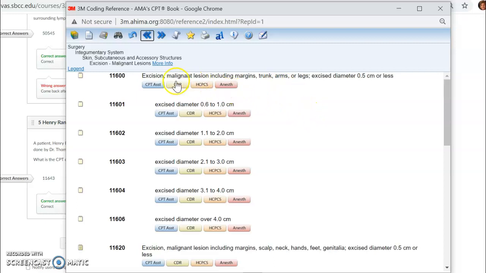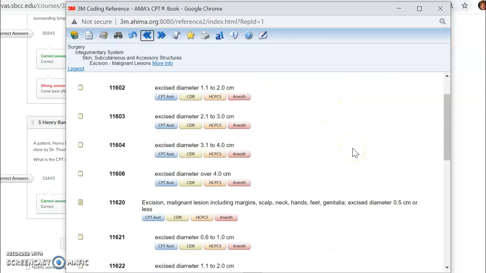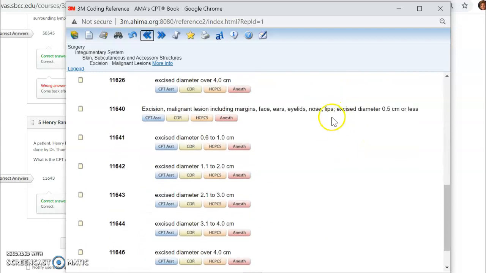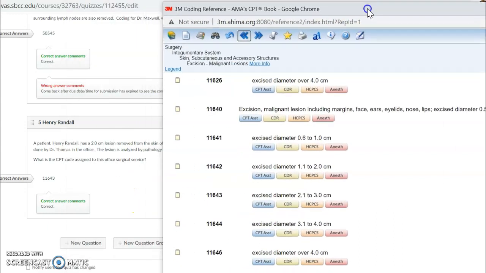I have to make sure that number 1, it's malignant. Number 2, I have to make sure I'm at the nose. So keep in mind, those are 2 big things. And then the third thing you're going to really want to look at to get that right code is to make sure you add the 2 margins up and then add the lesion itself, which is 2.4. So the code here is 11643. Any question on this homework, please reach out.